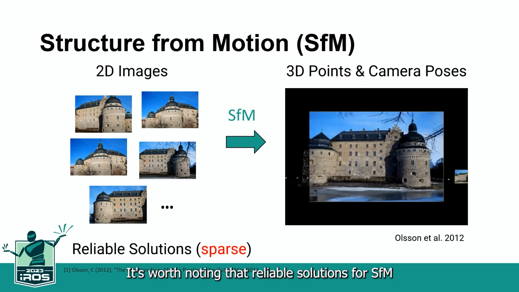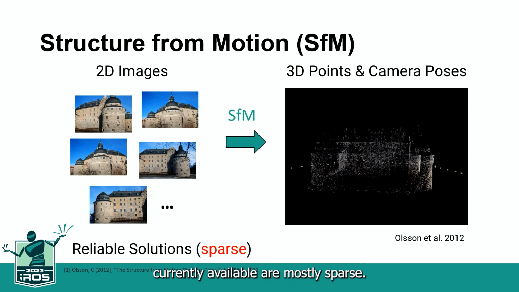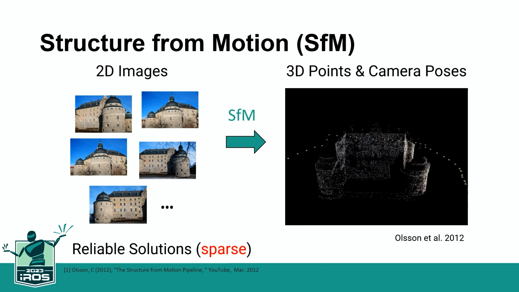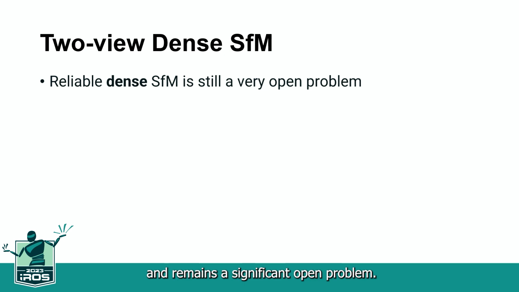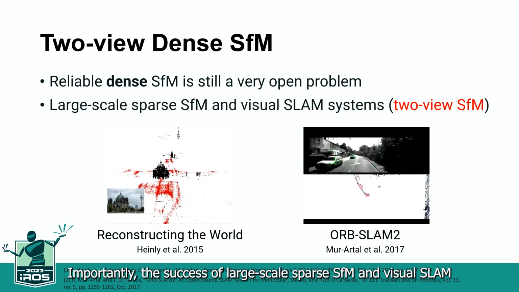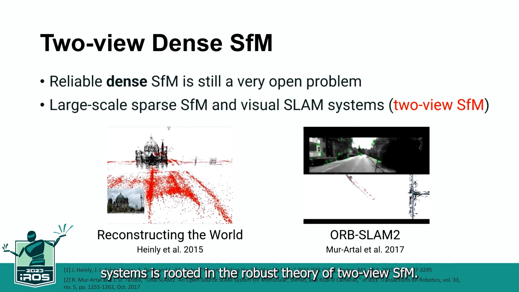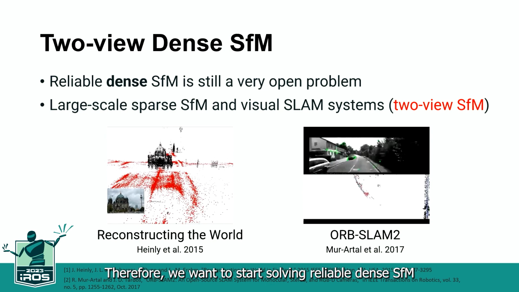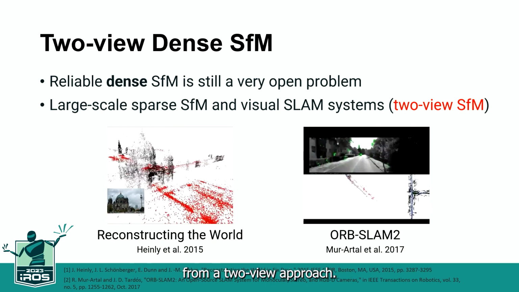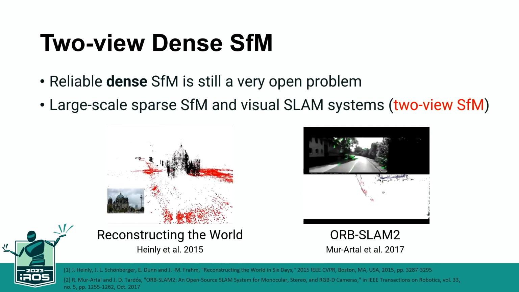It's worth noting that reliable solutions for SFM currently available are mostly sparse. Yet, the challenge of achieving a reliable dense SFM persists and remains a significant open problem. This is required by downstream tasks in fields like robotics, autonomous driving, and mixed reality. Importantly, the success of large-scale sparse SFM and visual SLAM systems is rooted in the robust theory of two-view SFM. Therefore, we want to start solving reliable dense SFM from a two-view approach.